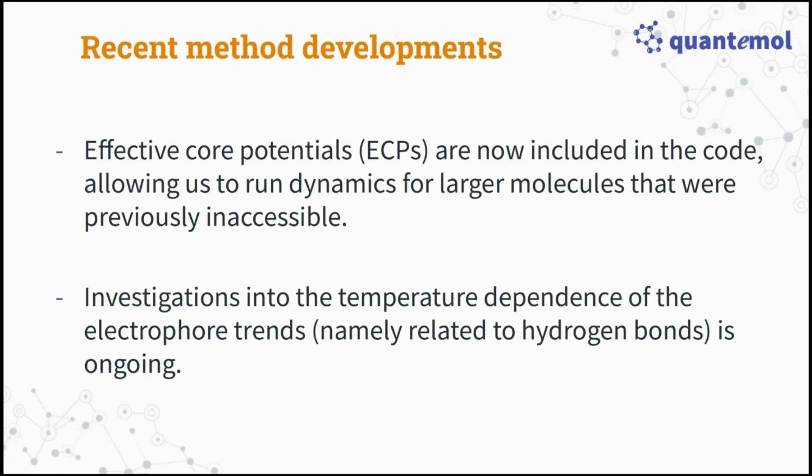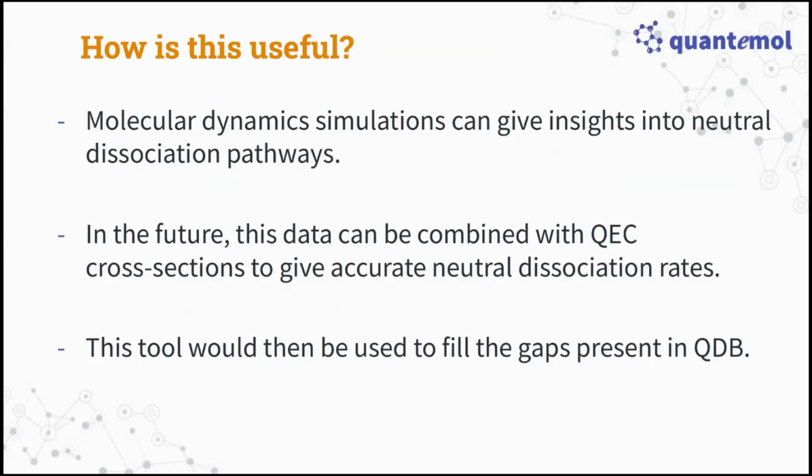And so soon we should be able to have a clear idea not only of the insights into neutral dissociation, but also how you can step up these trends as you go higher and higher in energy. So in general, how is this useful? It's useful to Quantemol in that once we have these insights into neutral dissociation pathways, we can use them to inform better decision-making of how we form our neutral dissociation cross-sections. We can generate our own approximate branching ratios that can then be used to weight the cross-sections I showed in the beginning.